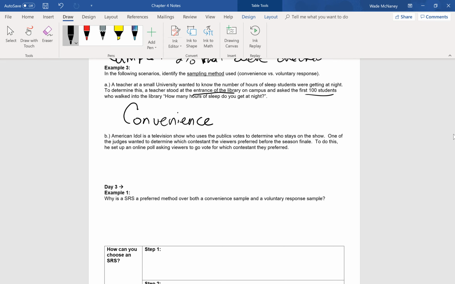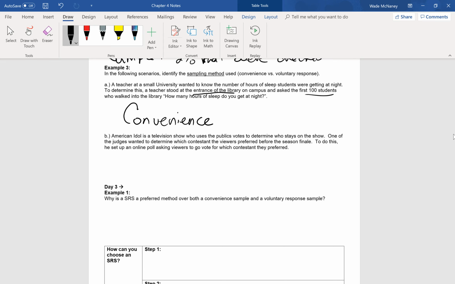I don't know, but could it easily systematically over or under represent the true number of hours of sleep the students are getting? In some way it could, either too much sleep or too little sleep. So yeah, it could cause some sort of bias in our data because it over or underestimates the true number of hours of sleep. Since it is just the first 100 students, it's not representing all of the students on campus.